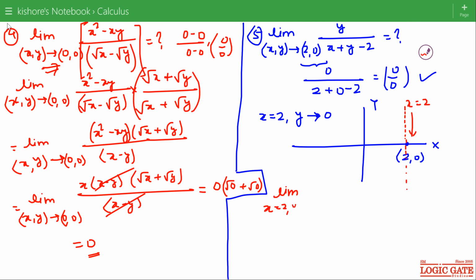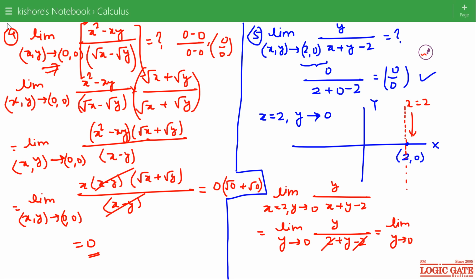Okay, so x is fixed, y is tending towards 0, y upon x plus y minus 2. So I can substitute the value of x. Now this will be limit y tending towards 0, y divided by x is 2, so plus 2 minus 2 will be cancelled out. So y by y is 1. So the limit is 1 here if we approach the point through a line parallel to the y-axis.